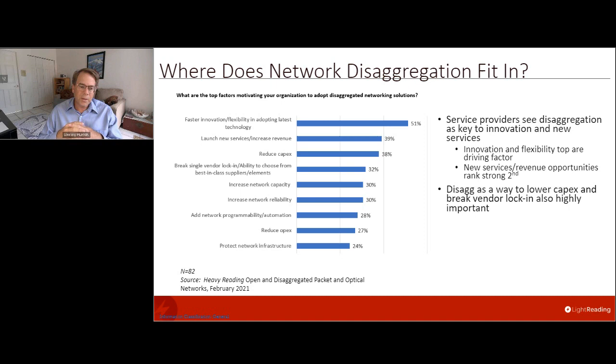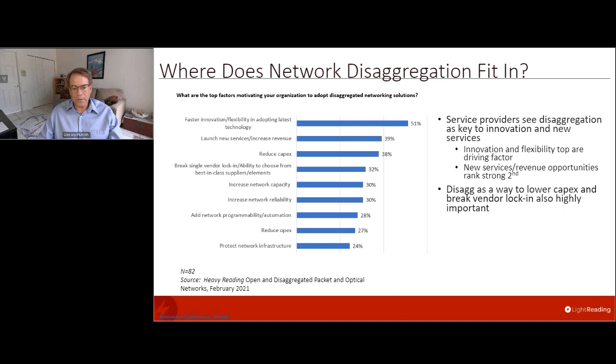And if you look at the top bars in terms of the priorities that the chart is showing, cost isn't really even the primary one. It's in the mix, of course, but faster innovation and flexibility in adopting technologies and launching new services, increasing revenue are the top drivers. And then CapEx is important, as well as decreasing vendor lock-in and really increasing the vendor diversity in the networks are all in the mix.